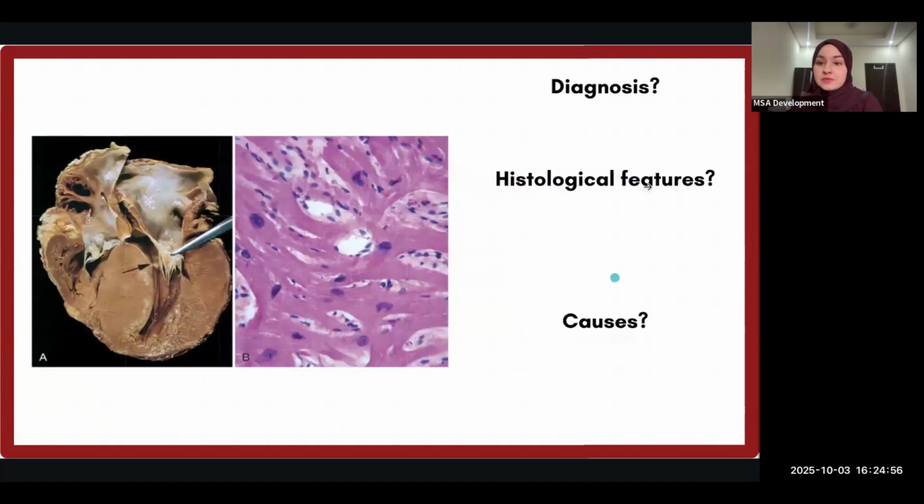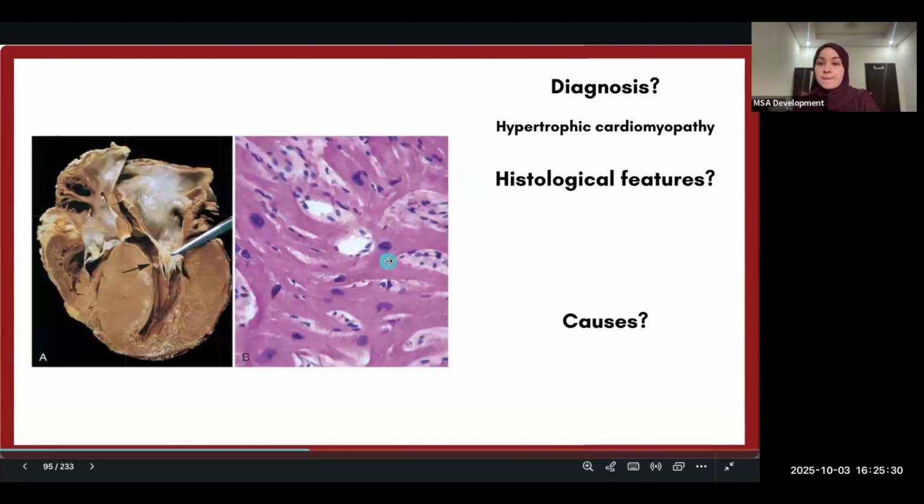Okay, so here we have diagnosis, histologic features, causes. Think about it. Okay, diagnosis. Okay, this is hypertrophic cardiomyopathy. Now, hypertrophic cardiomyopathy, in comparison with dilated cardiomyopathy, causes a diastolic dysfunction, and the sarcomeres proliferate in parallel. So they stack up on each other, making the wall thick, and then making it non-compliant so that it can't fill properly. So it causes diastolic dysfunction.